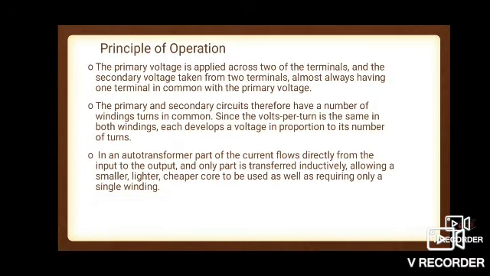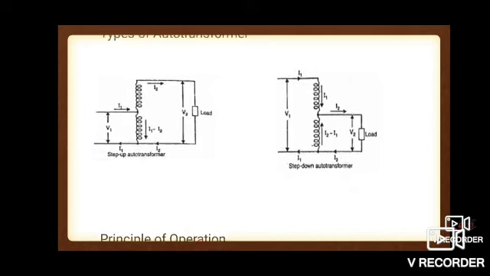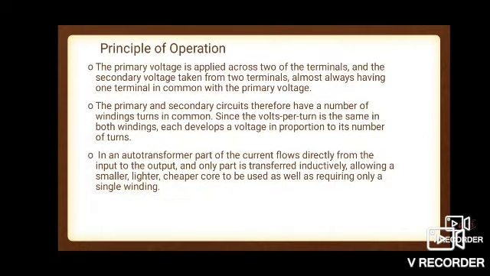The principle of operation. The primary voltage is applied across 2 of the terminals and the secondary voltage taken from 2 terminals, almost always having one terminal in common with the primary voltage. The primary and secondary circuits therefore have a number of winding turns in common.